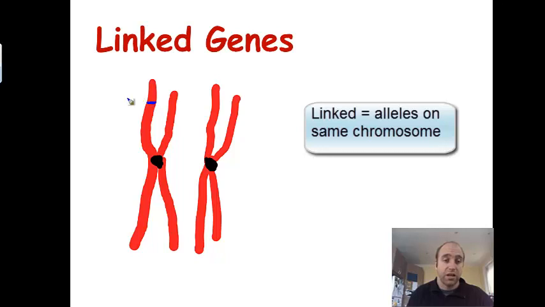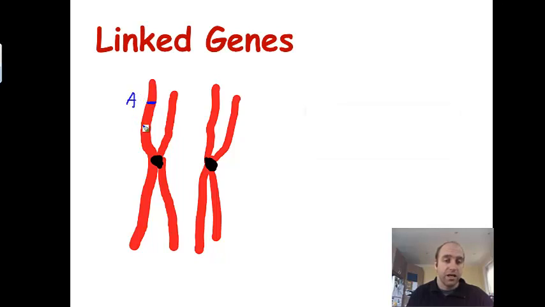So in this example here, we might have big A and big B on the same chromosome, and we might have little a and little b on the same chromosome. So essentially it's the same. We have an individual with a big A, and they also have a small a, they have a big B, and they have a small b as well. So they're heterozygous for A and heterozygous for B.